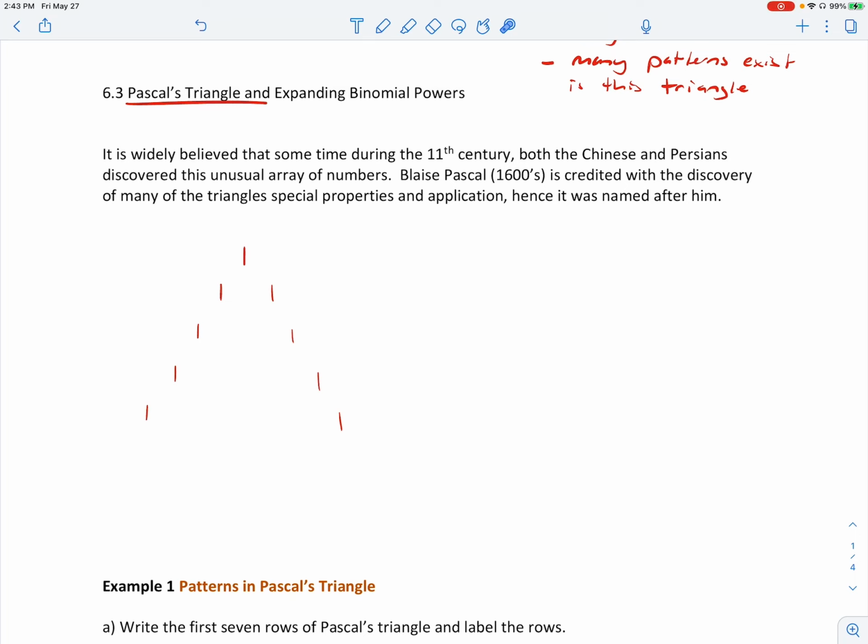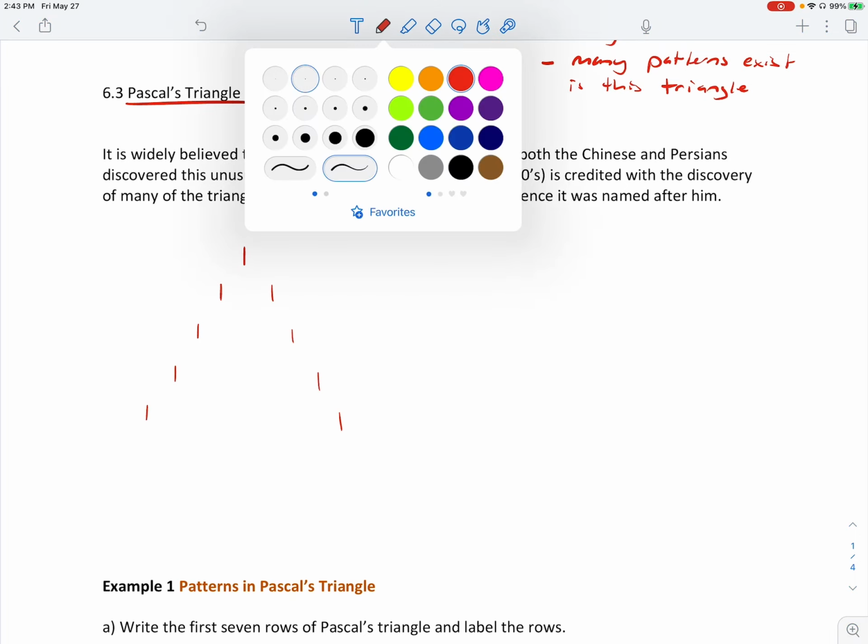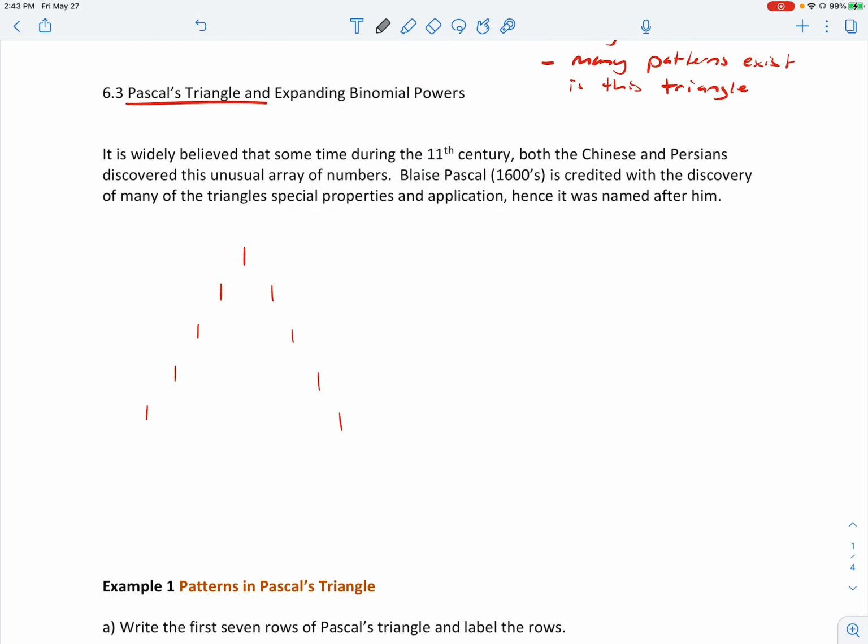In order to figure out an entry, if I want to know what to put in this spot right here, this number is going to have the value of the two directly above. So this one and this one. When we add those numbers together, we get the entry in the middle, 2.